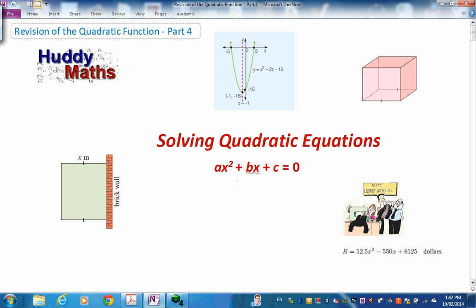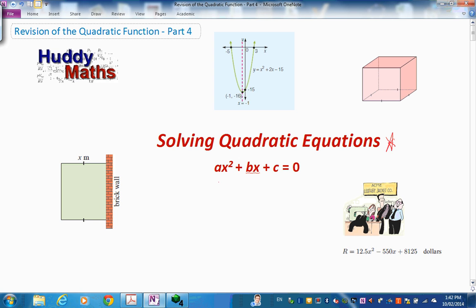Welcome back to the final revision presentation of the quadratic function. Here it is, part 4, and in further presentations we're going to learn the next level, and it's actually a bit easier than doing some of the algebra that we've got here. But this one is called solving quadratic equations, and you've done a bit of this.